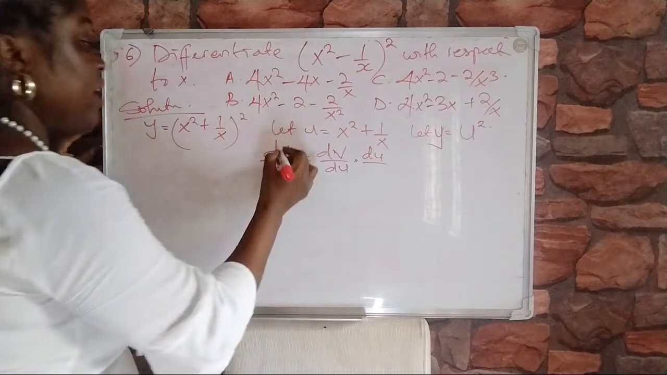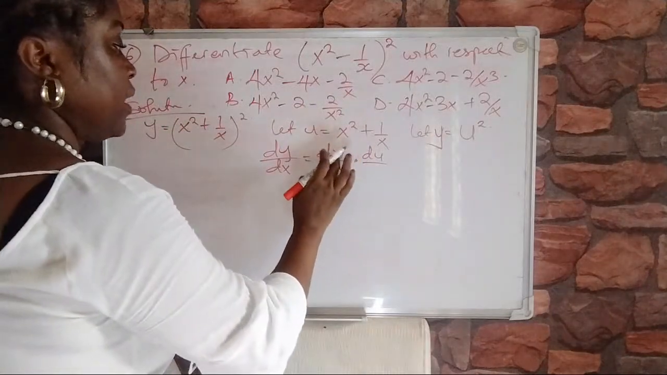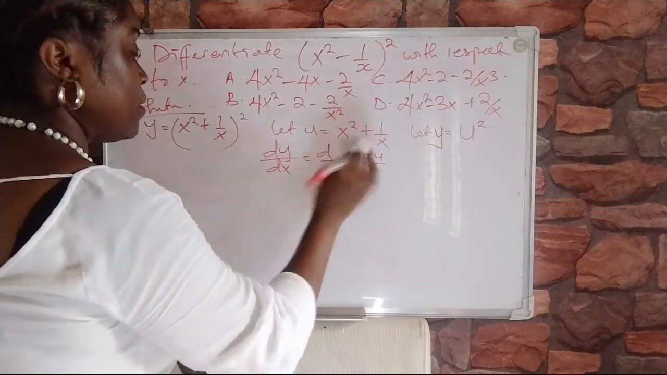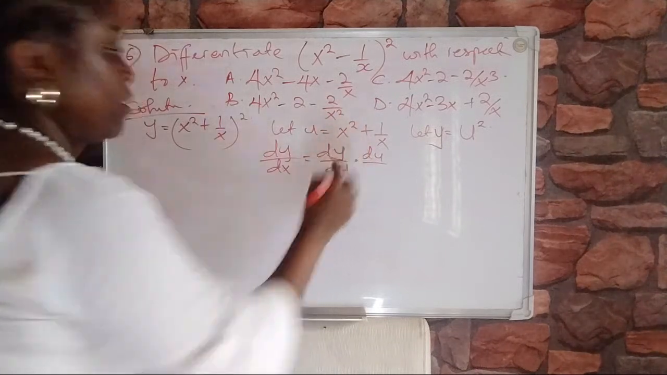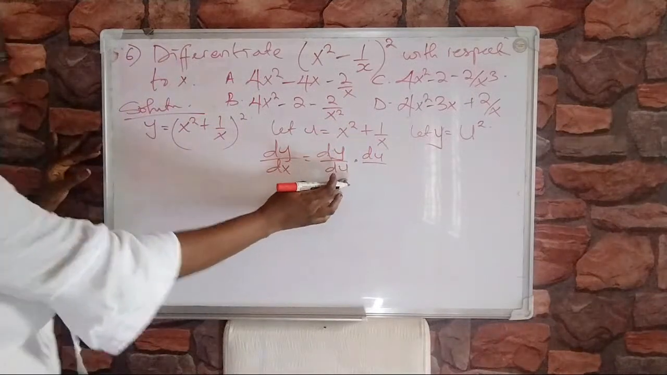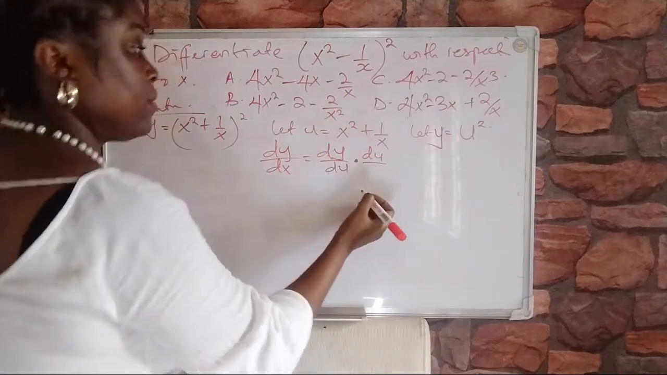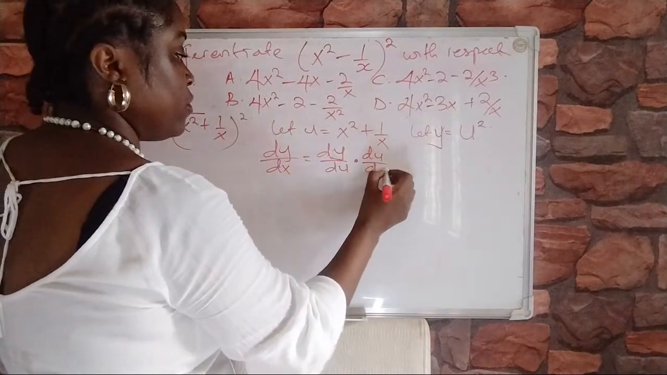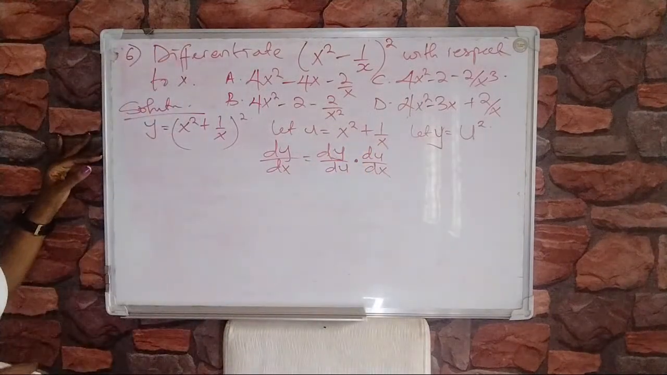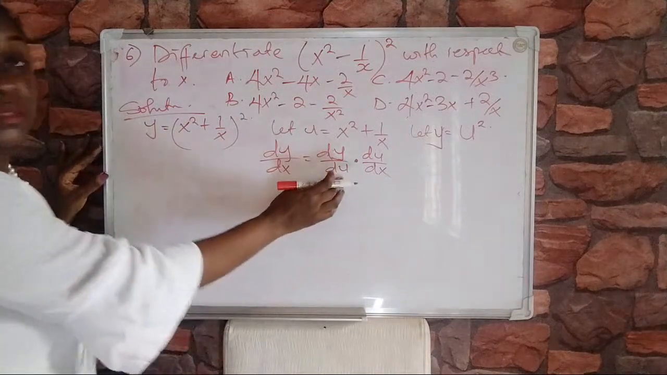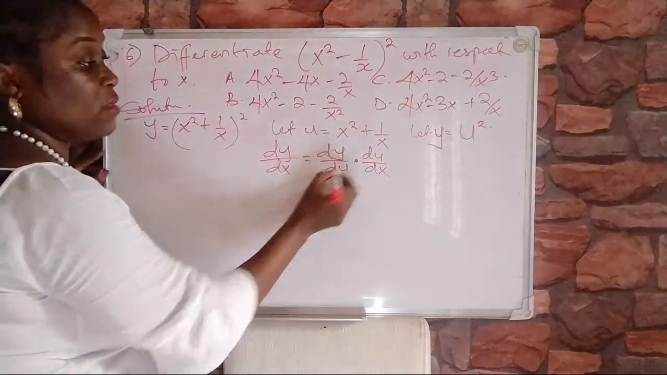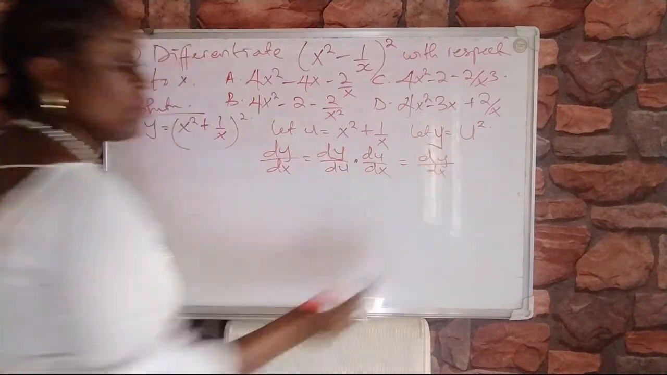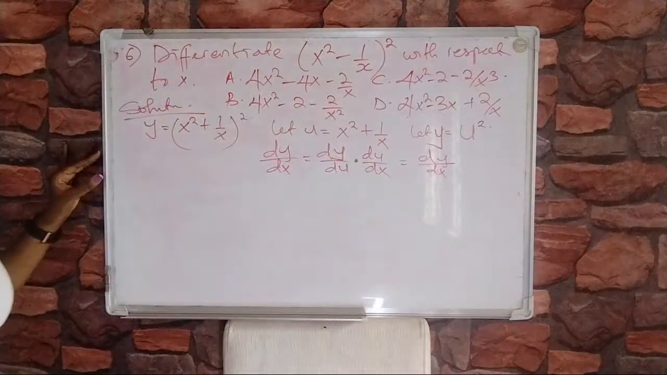So to find dy/dx, we'll find dy/du multiplied by du/dx. Okay? That's how we do it. Because if you cancel this and this, you will still have what? dy/dx. If you cancel the du, you will still have dy/dx.